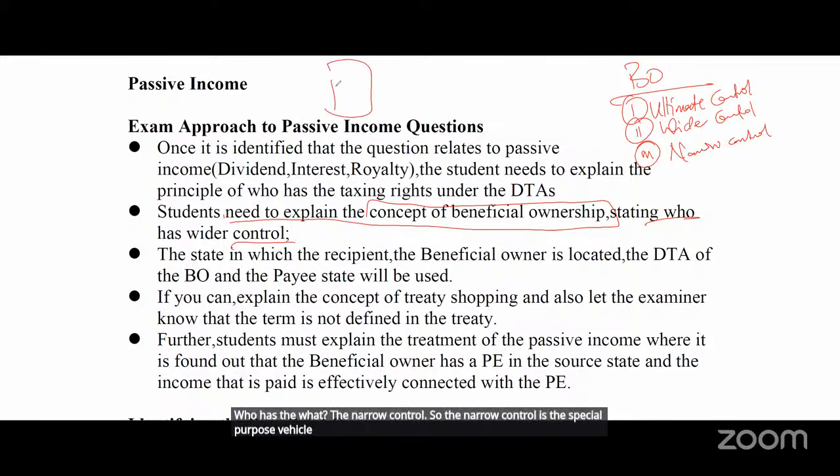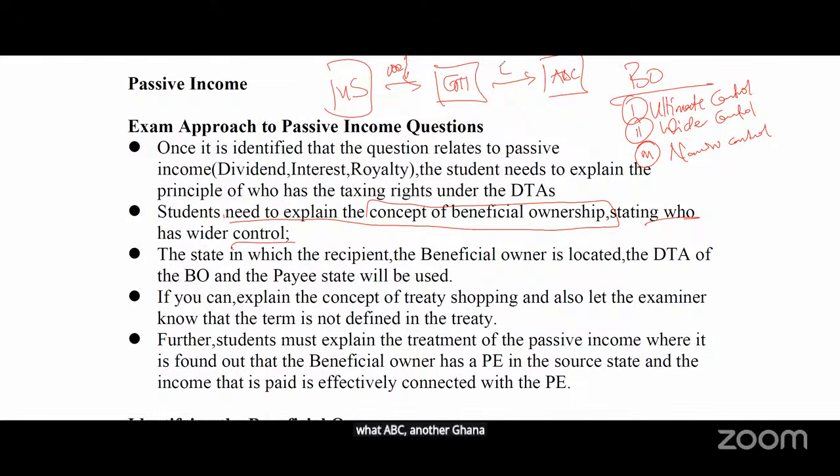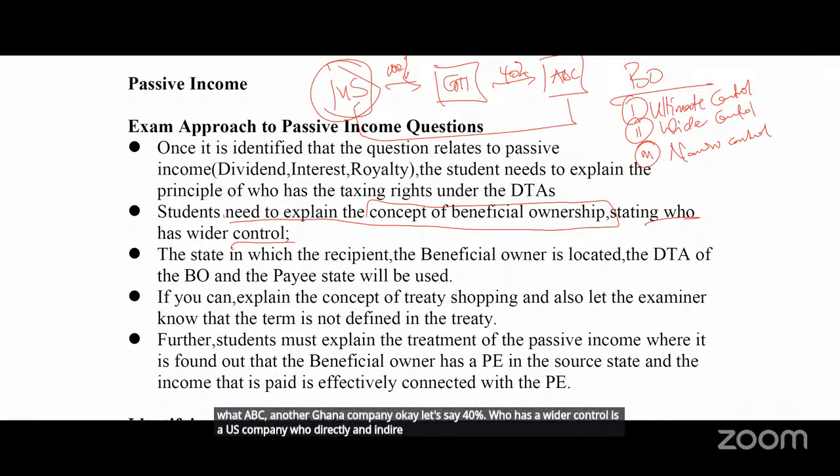So if the US company acquires, let's say, 100% of the Ghana company, and the Ghana company acquired 40% of ABC, another Ghana company, who has the wider control? It is the US company. Who directly and indirectly controls all of them? It is the US company.